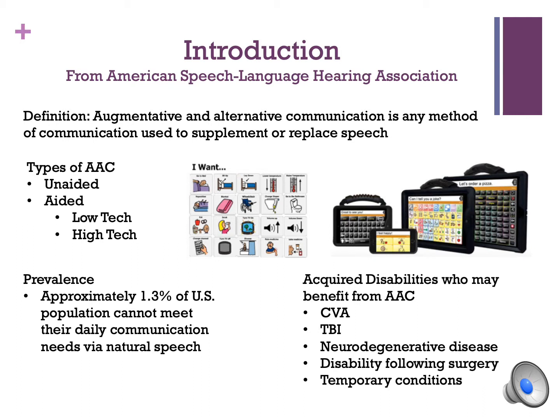In the United States, approximately 1.3% of the population cannot meet their daily communication needs via natural speech. Within the acute care setting, there are many acquired disabilities that we come in contact with that may benefit from AAC. Examples of these include CVA patients, TBI patients, neurodegenerative patients such as someone with ALS, people with disabilities following surgeries, and people with temporary conditions.